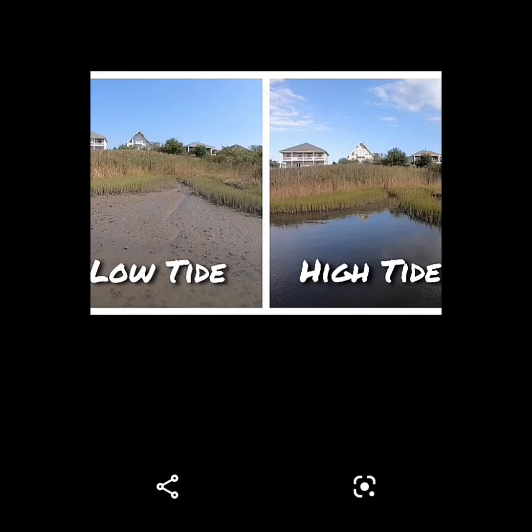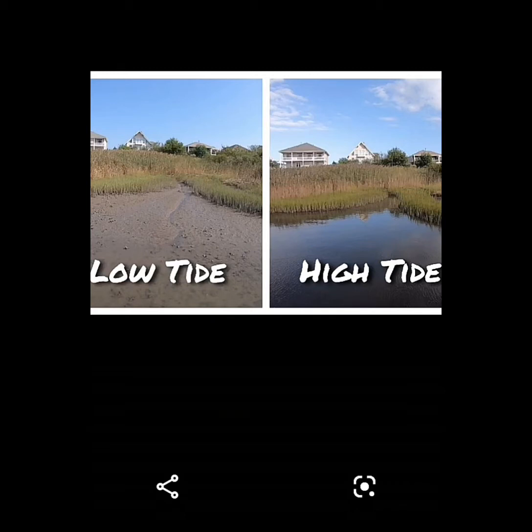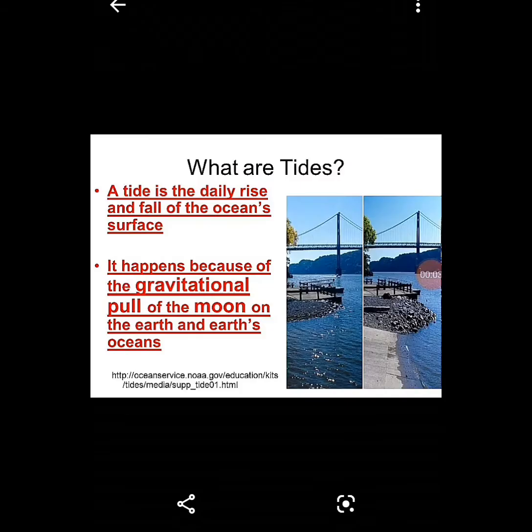Today we have a nice topic which is about daily highs and lows. What do you see in the following picture? Well, I see two different pictures. One of them shows a low tide and the other one shows a high tide. So what does the word tide mean? What are tides? Let's read together.